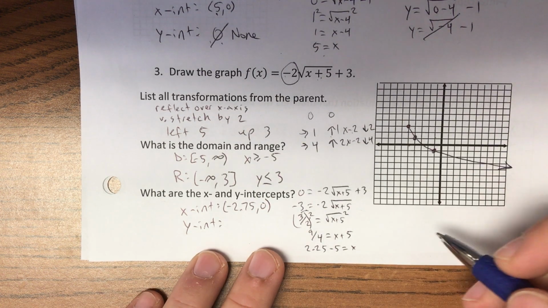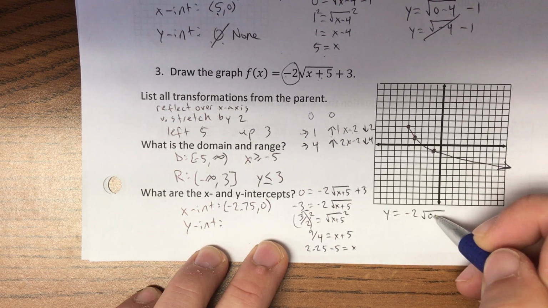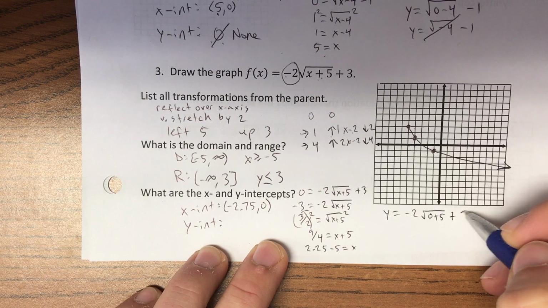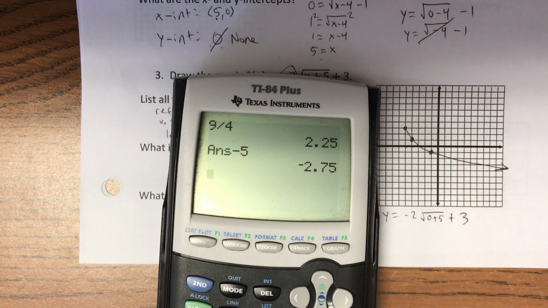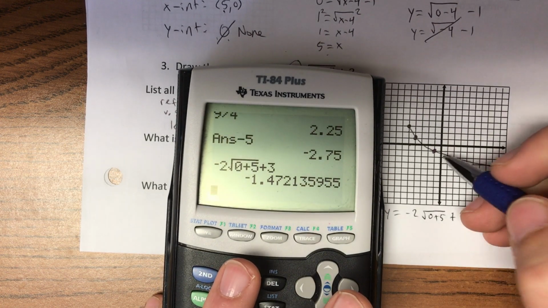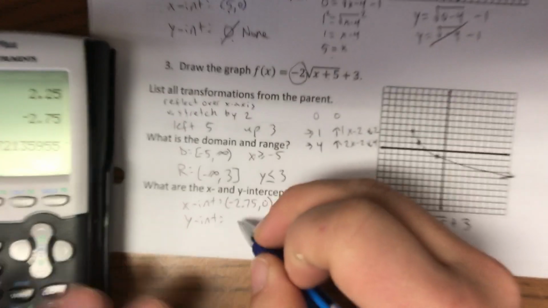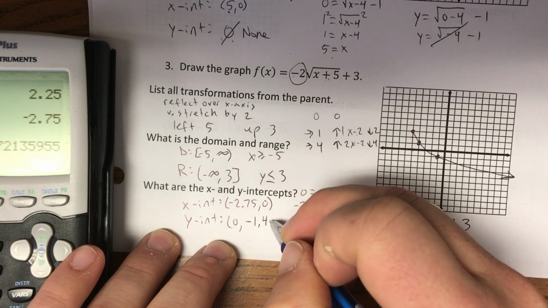My y-intercept, I'll plug in 0 for x and just evaluate. And so this is ready. We're just going to put it in the calculator as it is. And so negative 2 square root of 0 plus 5 plus 3 on the outside. There's my y-intercept, which makes sense too. So 0, negative 1.47.